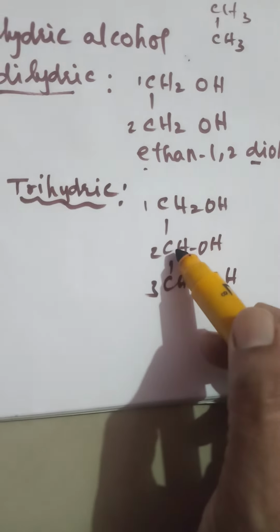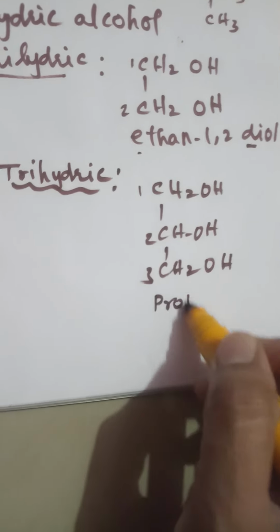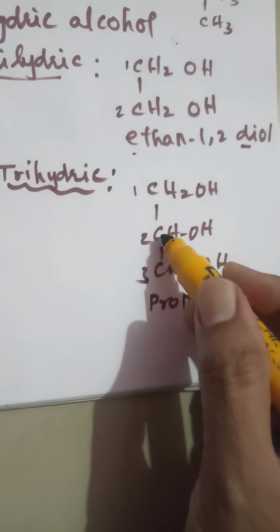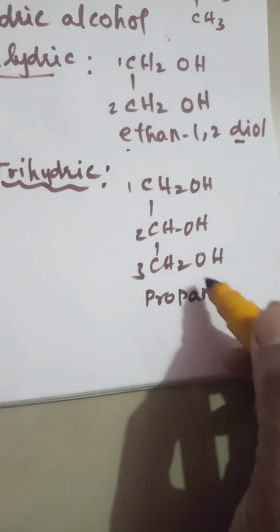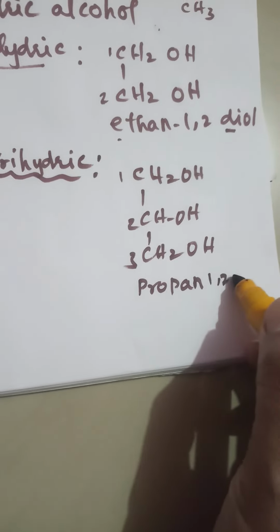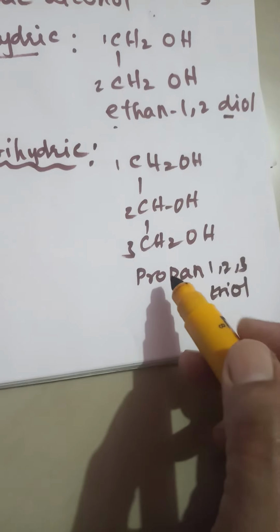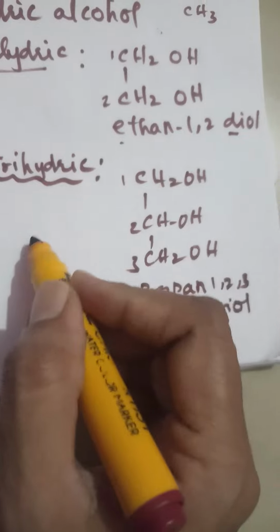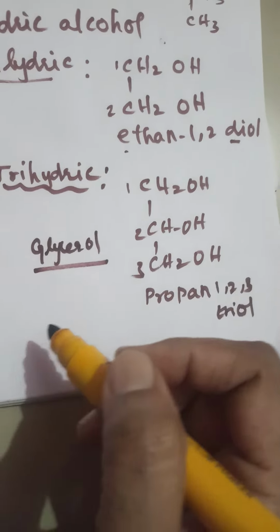So methane, ethane, propane. The IUPAC name is propane 1, 2, 3 triol. The alcoholic groups are present on three carbons. This is the IUPAC name for the trihydric alcohol. The common name is glycerol. It is otherwise known as glycerol.